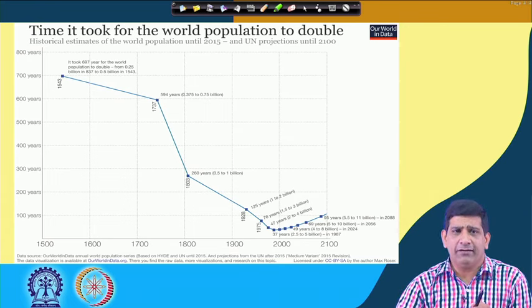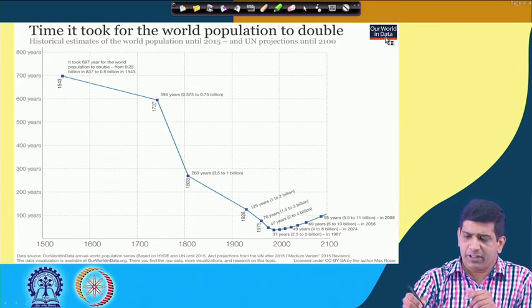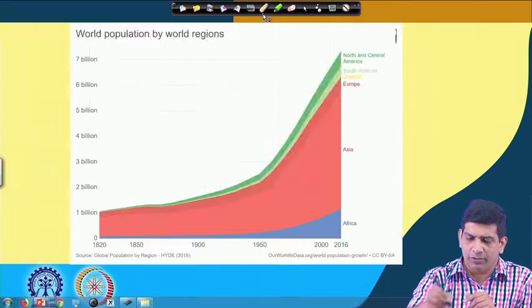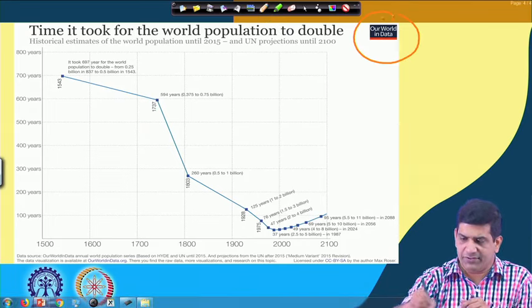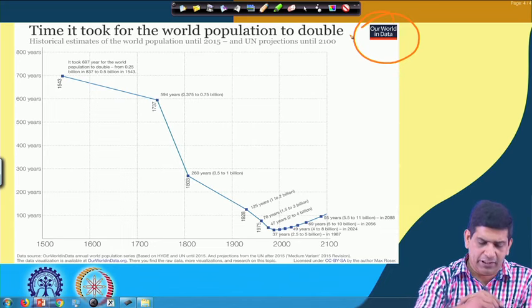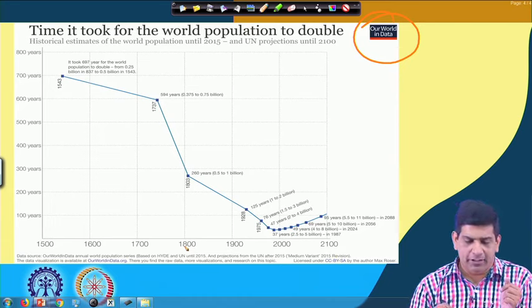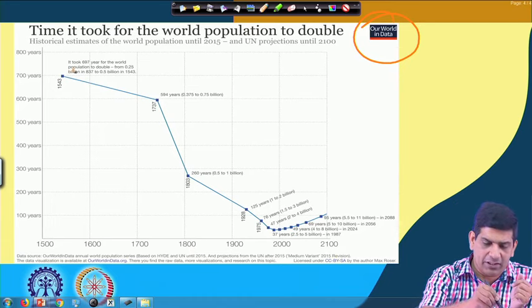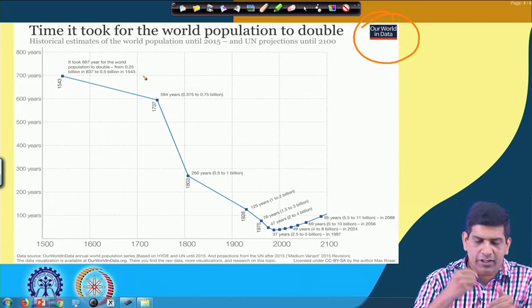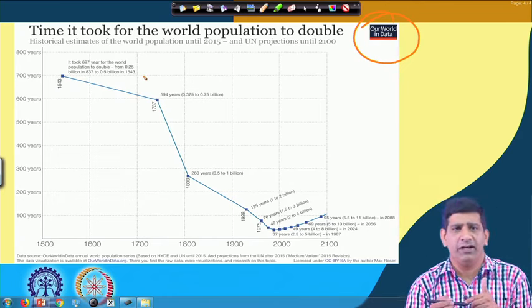Similar population data, put in a slightly different way. This is coming from a particular source called Our World in Data. As you can see, on the y axis we have the years, and on the x axis we also have the timeline. What it is telling you is how the Earth's population has doubled over time.